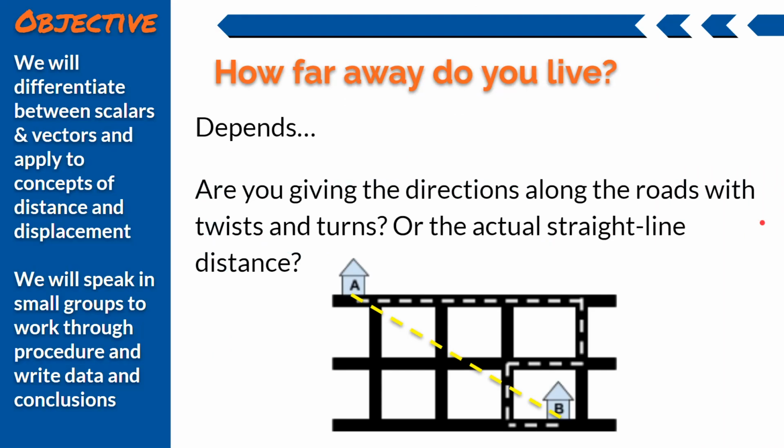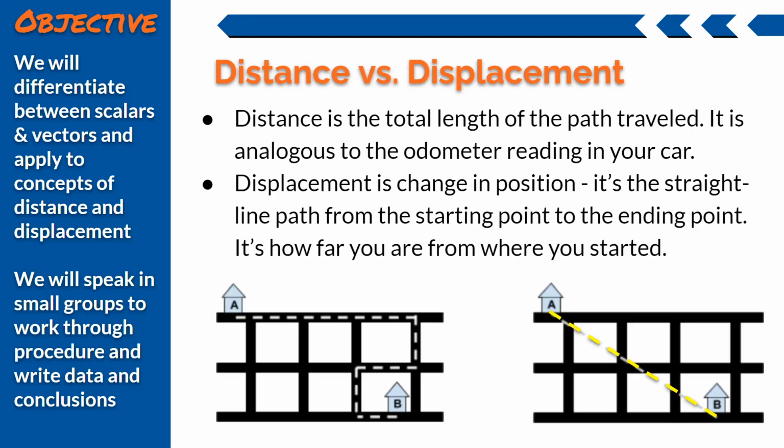Okay. So again, the answer to your warm-up question really depends on how you interpreted that question. Are you giving the direction along roads with twists and turns, or are you looking at an actual straight line distance? Because again, this wasn't the shape we had, but this goes to kind of the concept of 2 different ways that we can talk about how far something goes. And one of those is called distance and the other is called displacement. So these are the 2 terms that you're probably going to want to write down definitions for.